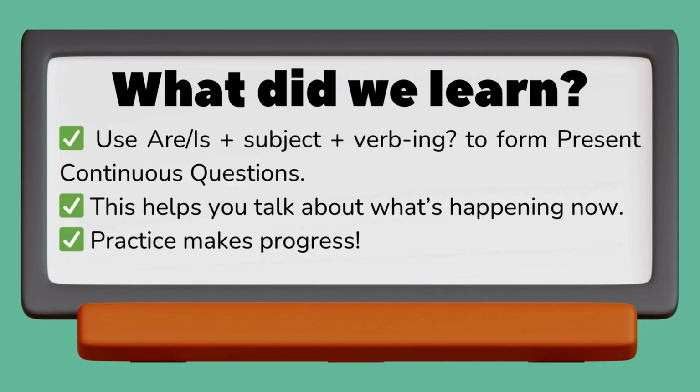What did we learn? Let's remember. Use are or is plus subject plus verb ing question mark to form present continuous questions. This helps you talk about what's happening now. Practice makes progress.